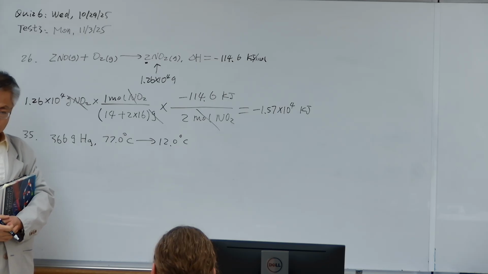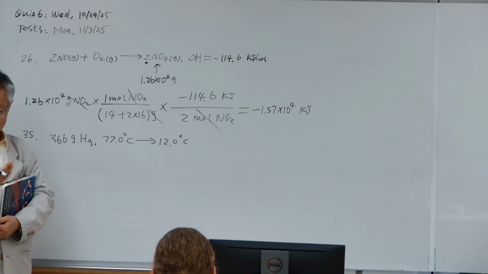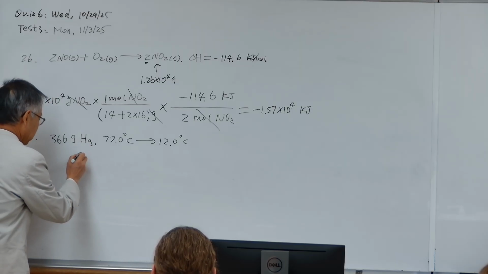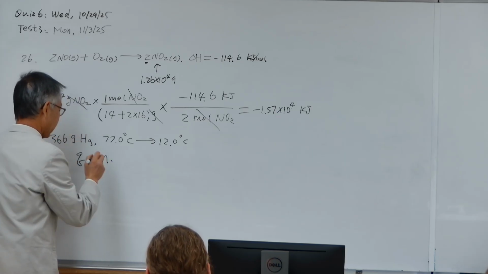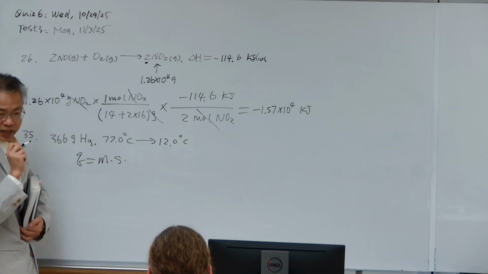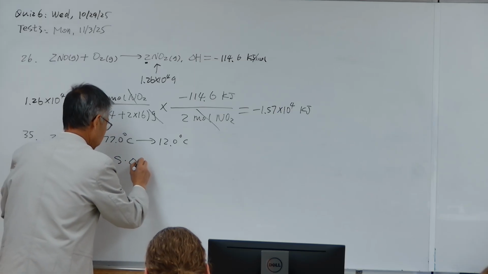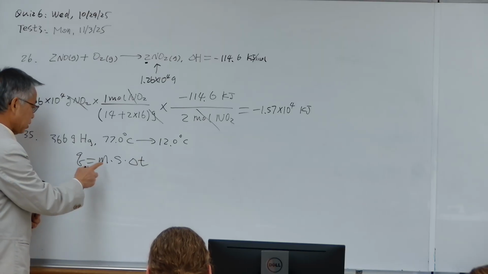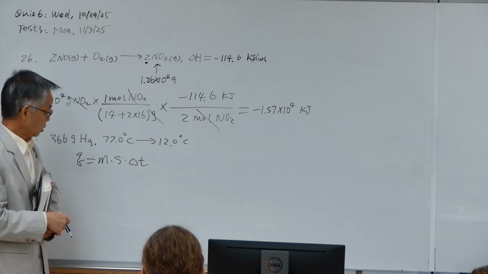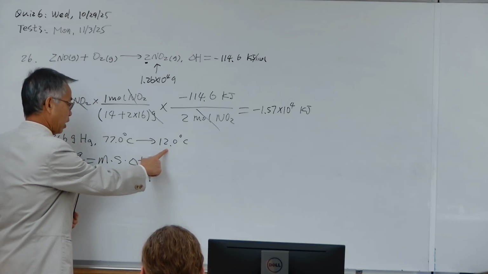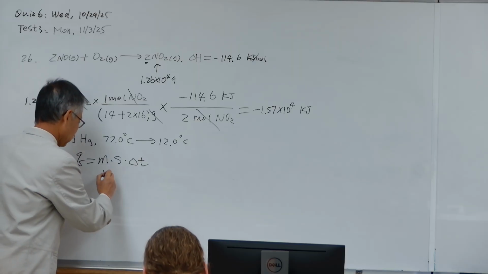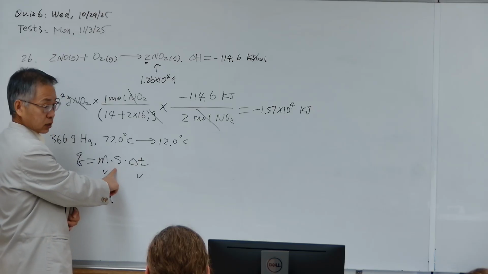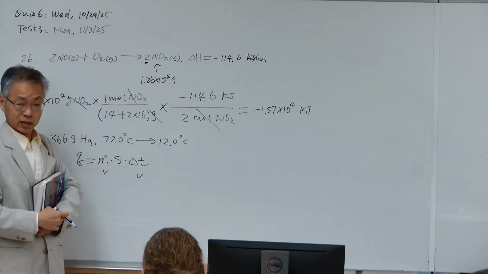This is a physical process, no chemical reaction. Iron bar cools down, or here mercury cools down, the same. You need to realize you need to use this formula: mass times specific heat times temperature change, right? Mass here tells you 366 gram. Temperature change is final minus initial, so these two tell you. Then we need to find S, specific heat, and then we can calculate it.